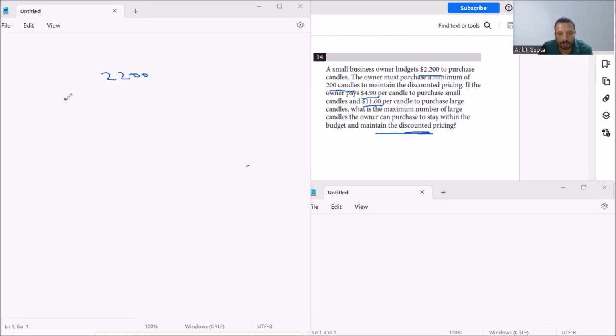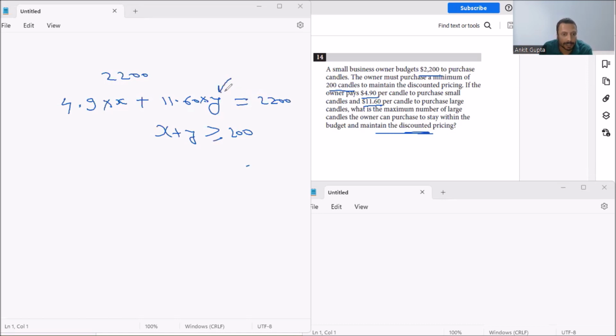So small candles he's paying $4.9. Let's say X number of candles he's buying. The big candles he's paying $11.6. Let's say Y number of candles he's buying. And in total, he has to purchase a minimum of 200 candles, right? And the budget is $2,200, which is what he has. So X plus Y should always be greater than or equal to 200. Now we need to find the maximum number of large candles the owner can purchase.